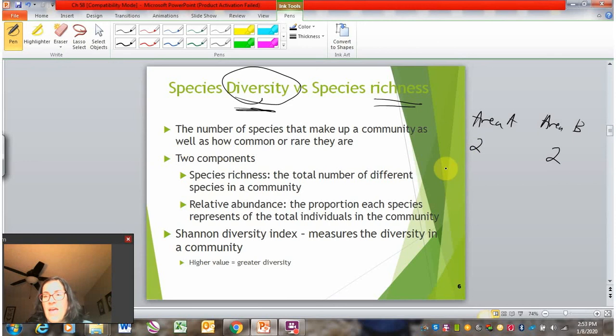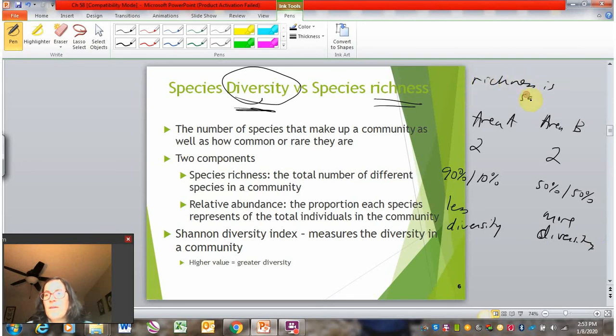However, in area A, there is 90% of one species and 10% of another species. And in area B, there is 50-50 of each species. So this is taking into account the relative abundance. Because area A is mostly one species and only a small number of the other species, this would have less diversity. And this one, which is 50-50, would have more diversity. So again, their richness is identical, but their diversity would be different when you take into account the abundance.